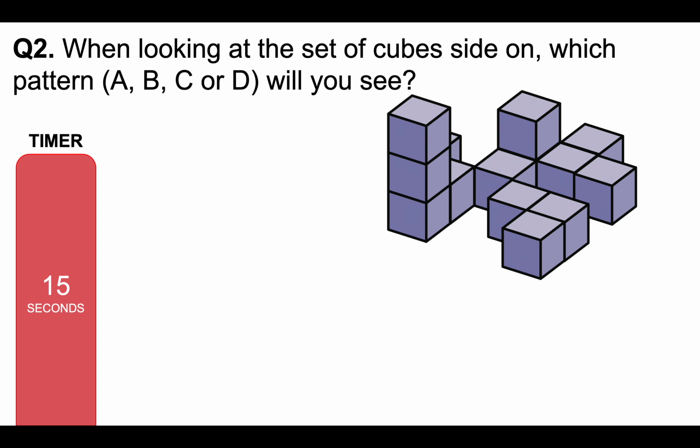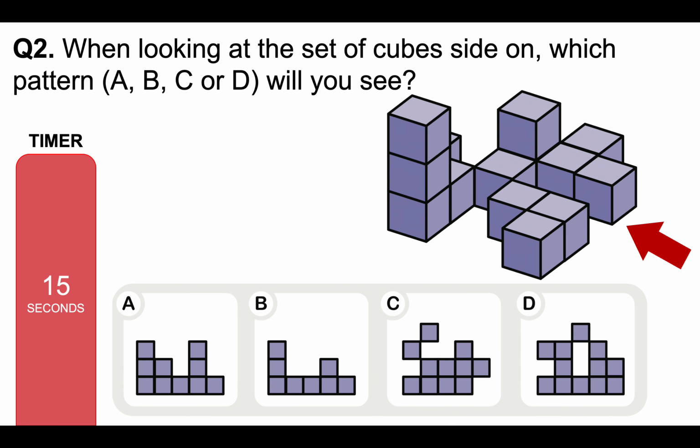So when looking at that set of cubes side on, you need to look at that side this time. Which pattern A, B, C or D will you see? So don't forget, you need to look at it from that side. So it's a different side that you're looking at now. Don't forget to use that process. Start on the left-hand side. Here's your 15-second timer. Which answer is it, A, B, C or D? Tell me in the comments section below the video. Here we go.